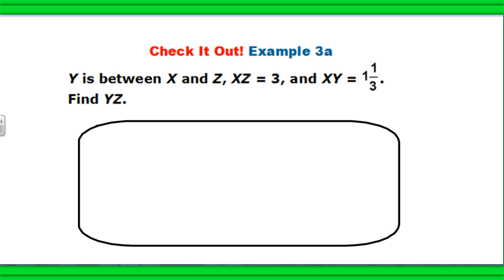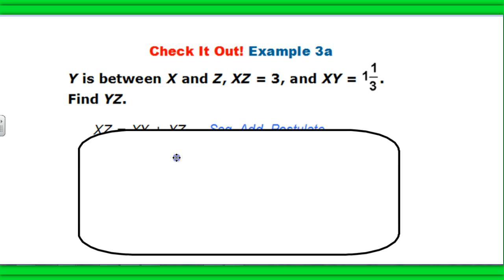Let's use the segment addition postulate to find YZ. You may want to do a quick sketch. Y is between X and Z. So the longest segment in this example is segment XZ, right? XZ is 3. XY is 1 1/3. Find YZ. Go ahead, pause, come back when you're ready.